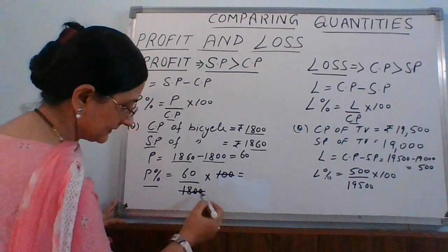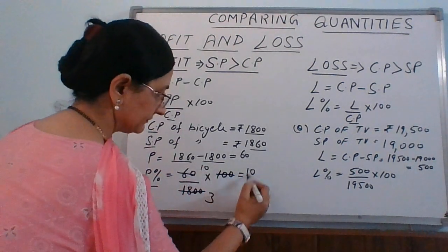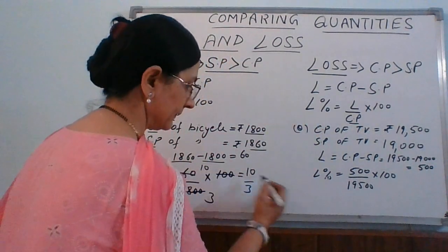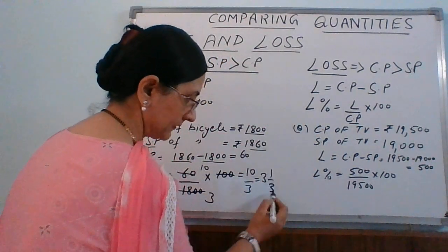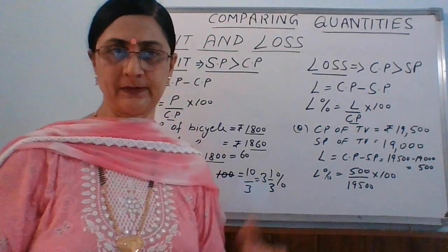Let us do it by 6. 6 3s are 18, 6 10s are 60, so 10 by 3. You can convert it into a mixed fraction. As you do by dividing 10 by 3: 3 3s are 9 and 1 remains, so 3 1 by 3. When we give percentages, we give them as mixed fractions, right?